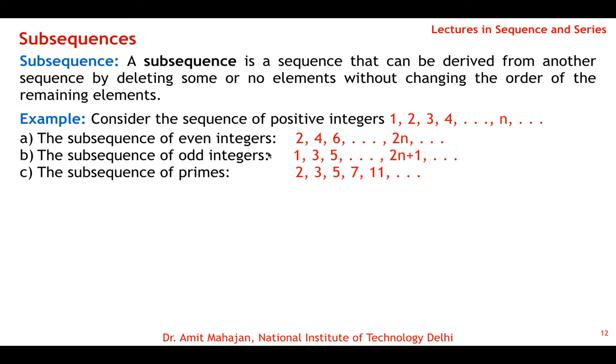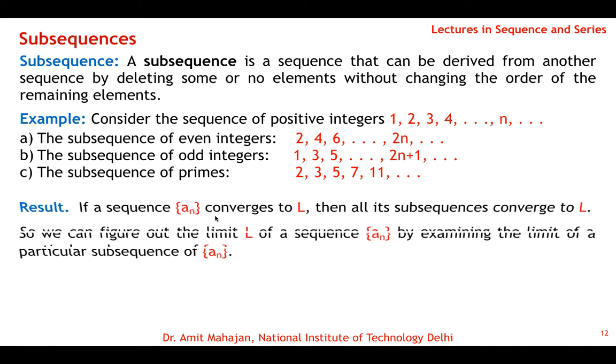Similarly, the subsequence of odd integers is a subsequence of this, obtained by deleting 2, 4, 6 and keeping the order. Similarly, the subsequence of primes: the numbers which are non-prime, if we remove them and keep the order, we will get this. So all these are subsequences.